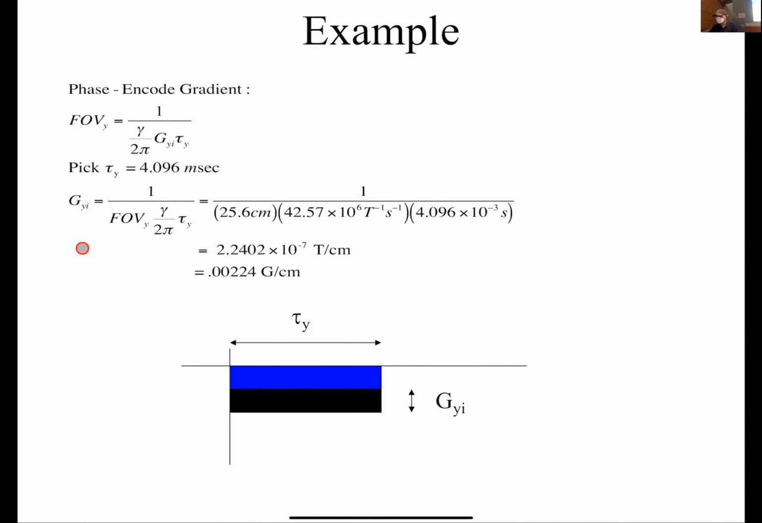So now you're just asked to solve for GYI. You can just take the GY over to this side, take the FOVY down here, and you solve, and you end up with a very small gradient, 0.00224 Gauss per centimeter. It's just the incremental gradient you need to move a little bit in k-space.